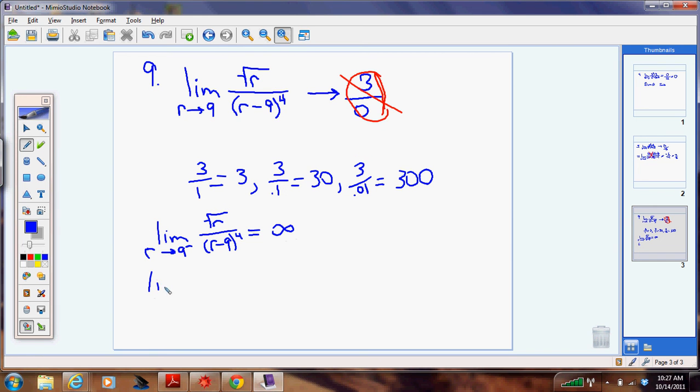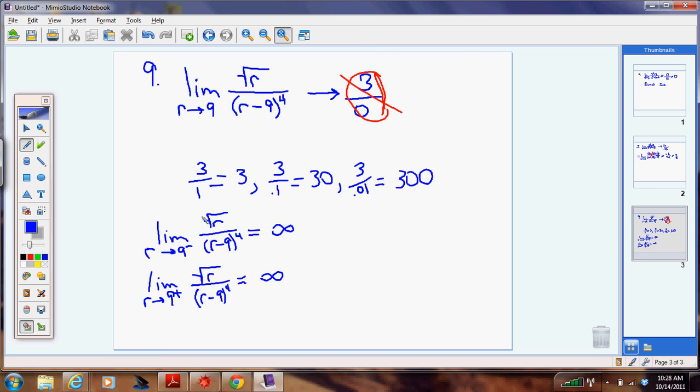And then the limit as r approaches 9 from the right of root r divided by r minus 9 to the 4th, again, is going to go to positive infinity. Let's make sure that argument is a little bit more complete so you understand this explanation. As r approaches 9 from the left, that means r is taking on values that are less than 9. So I'm going to have some number less than 9 minus 9, which results in a negative quantity. But the negative quantity is going to be raised to an even power, to the fourth power, and therefore will result in a positive number.